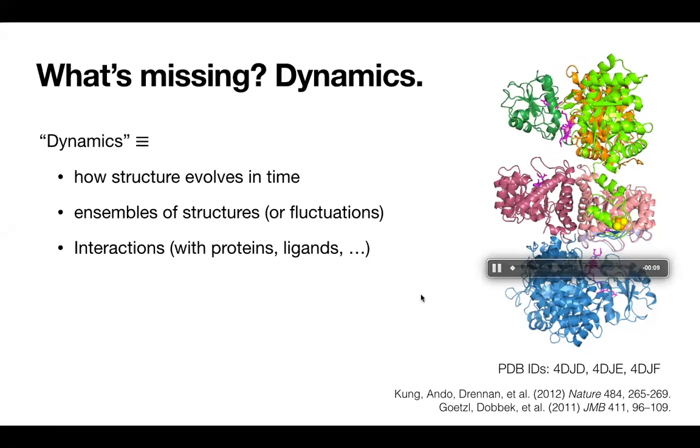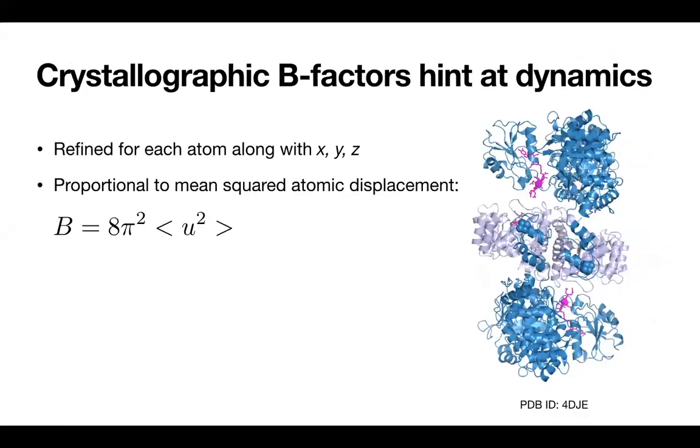Okay, so we need this dynamic picture to really understand protein function. Now, there's another aspect of crystal structures that I want to get into detail about, and that is crystallographic B factors. Crystallographers will know that when you refine a protein structure at high resolution, you refine, in addition to the coordinates of every atom, X, Y, and Z, this B factor. The B factor is proportional to the mean squared displacement of the atom from its average position. So this has the potential to have some information about dynamics.